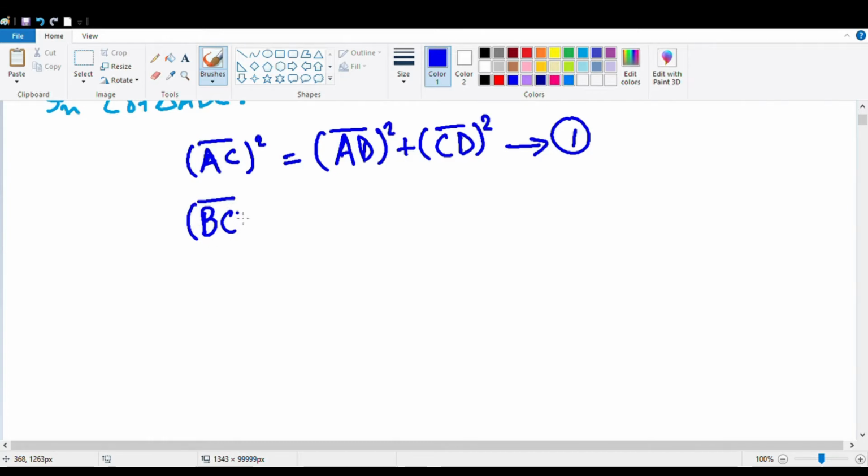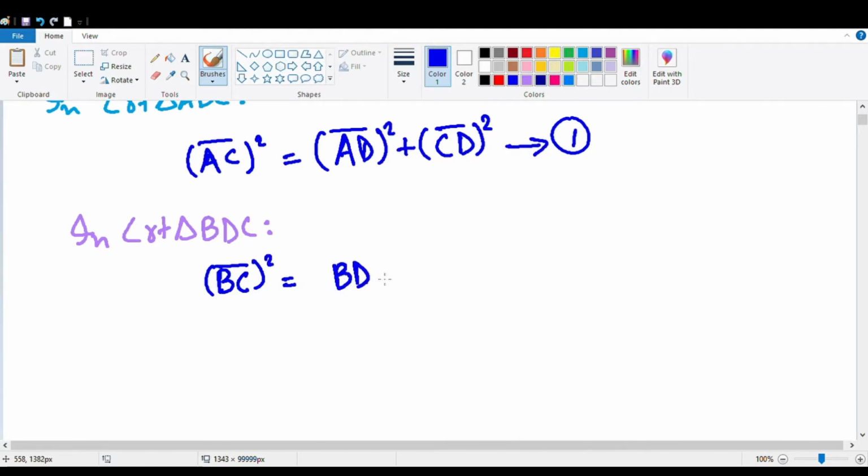Let's actually just write it as well. In right angle triangle BDC, BC is the hypotenuse, so its square is equal to BD square, which is the base, plus CD square, which is the perpendicular. Let this be the second equation.